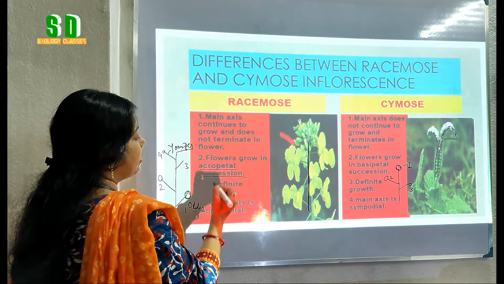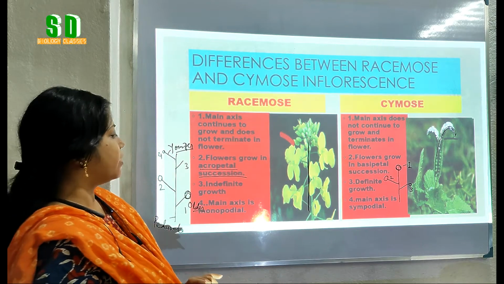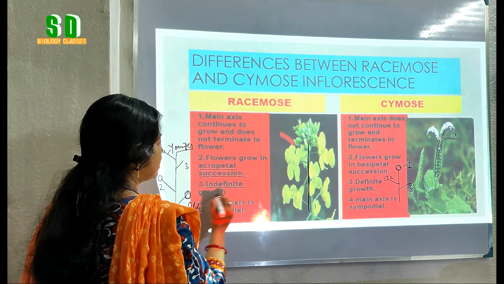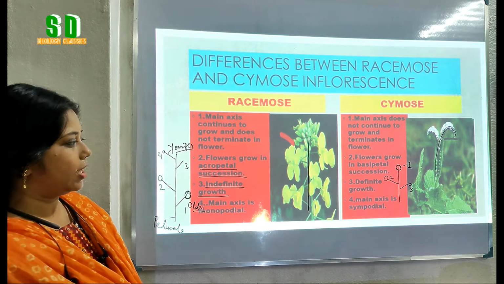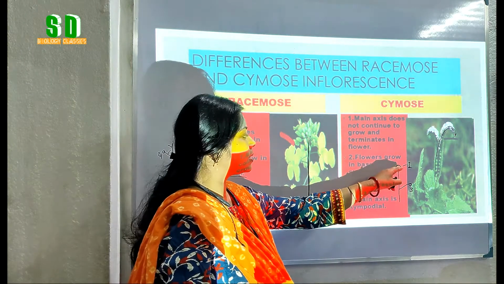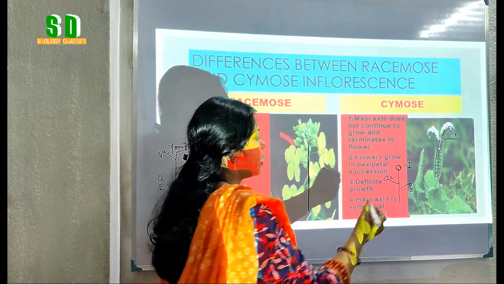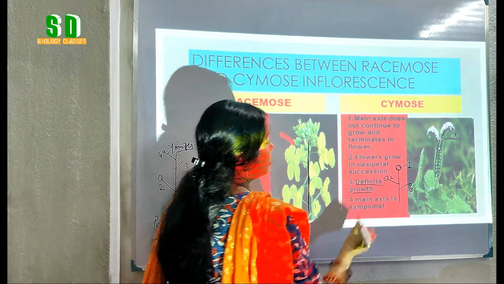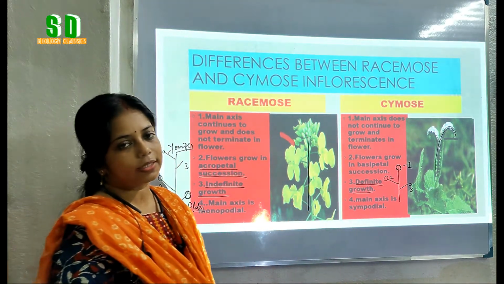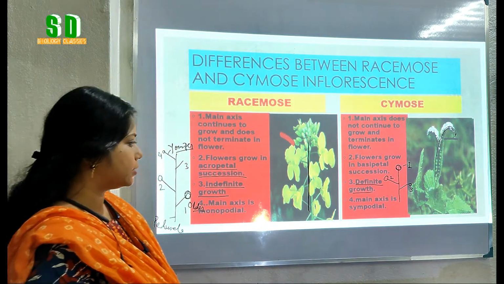As the floral axis never terminates by a flower here, we can see indefinite growth. And here, as the floral axis ends in a flower, we get definite growth of the floral axis, or definite growth of the inflorescence.